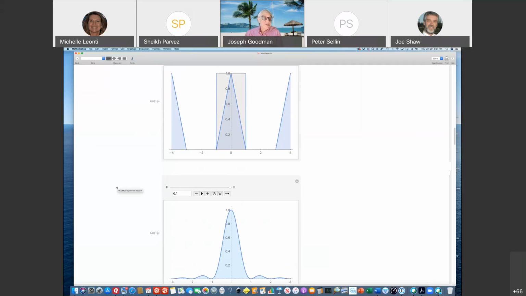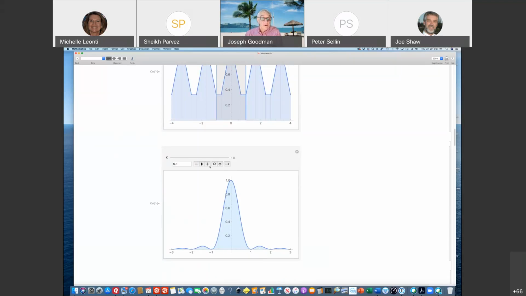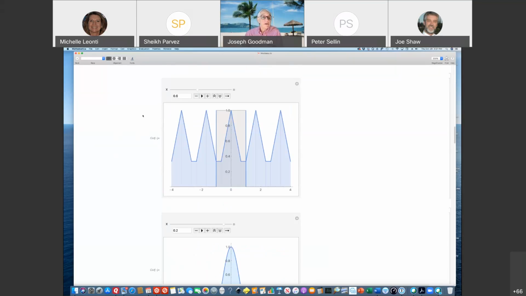So that's an illustration of the sampling theorem, and of course, when these spectra overlap, this is what is called aliasing, and it will cause a distortion of the recovered function.